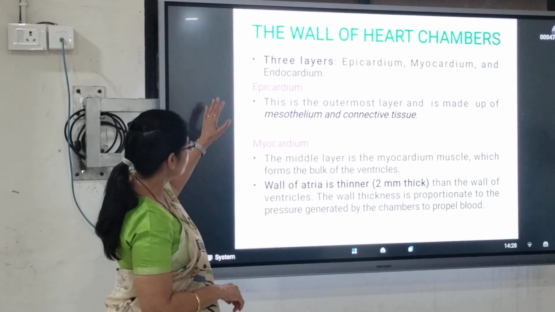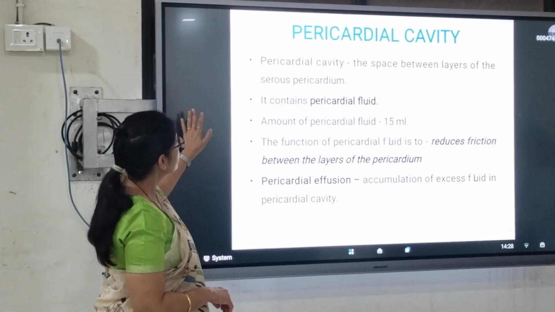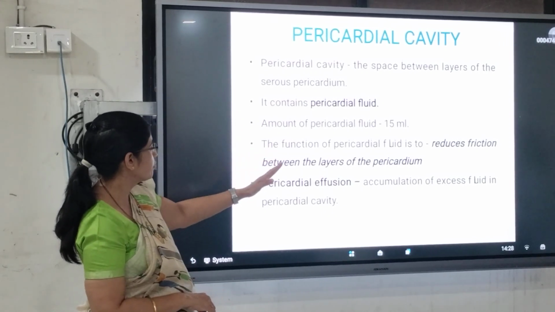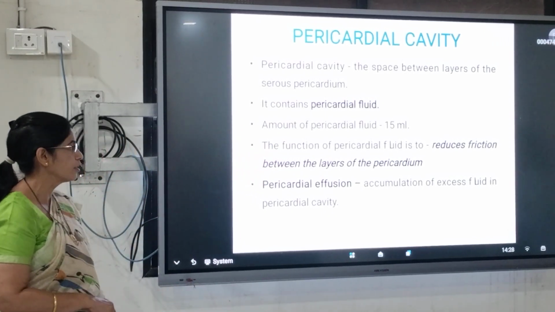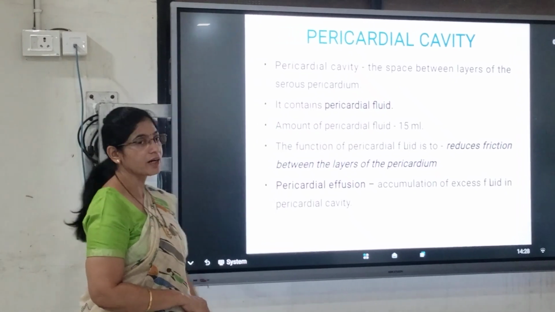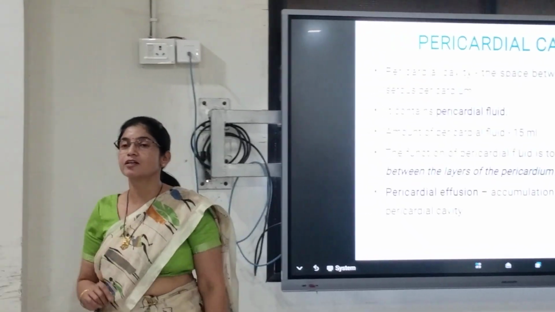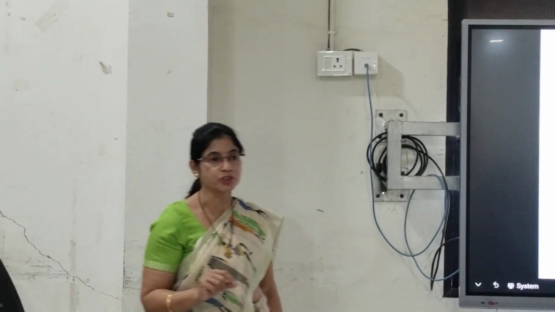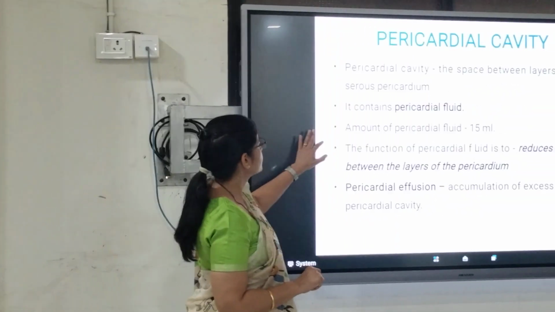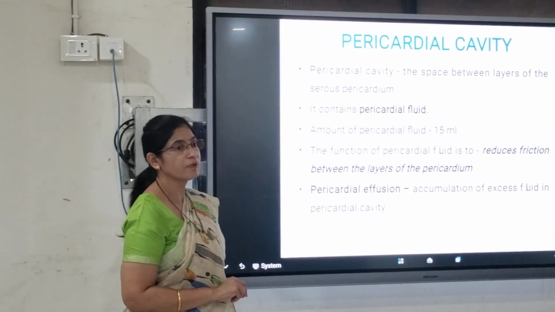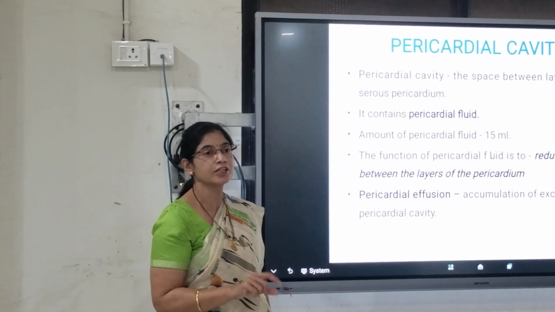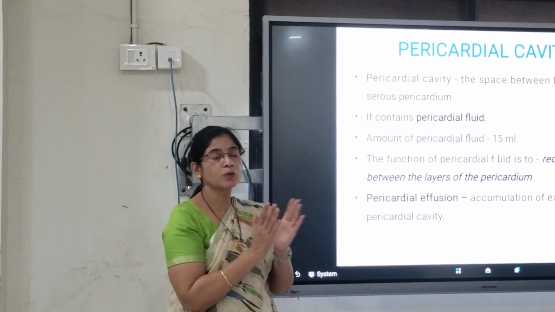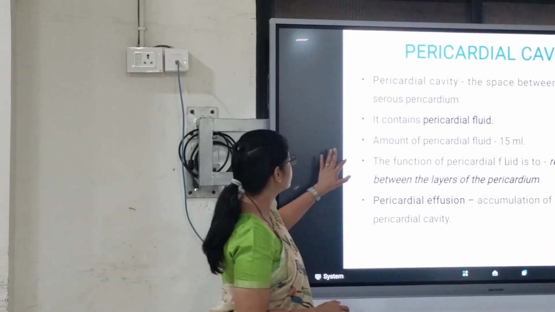So these are the three layers: epicardium, myocardium and endocardium, and the pericardial cavity. It reduces the friction between the layers of the pericardium. The most common condition you get is inflammation or accumulation of fluid, which is pericardial effusion. Normal fluid is present in the pericardium. The cavity is only 15 mm, and that is sufficient for the proper functioning of the heart.